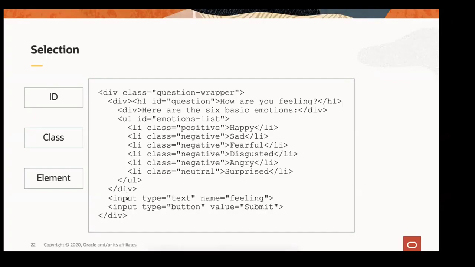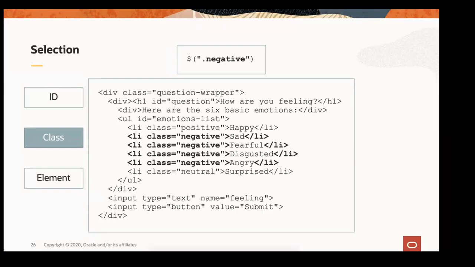So beneath that list, you'll see the two inputs at the bottom, the text field as well as the button to submit the form. So if we start with selecting by ID, I can put the hashtag and then question if I want to select that H1 that has the ID of question. Simple enough. And here, I'm just changing the name of the ID to select the unordered list that has an ID of emotions list. If I want to select by class, I just put in the dot and then the class name. In this case, if I select elements with a class of positive, I'll just get one element selected. But if I switch that to negative, I'm going to get 4 different elements.